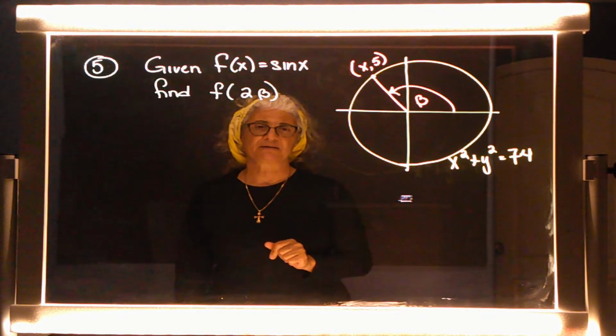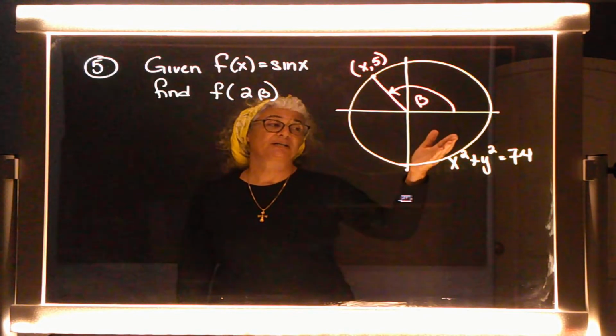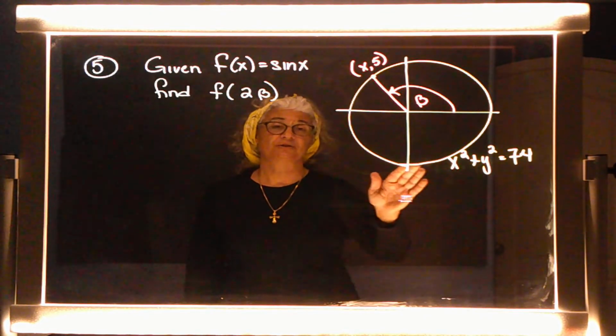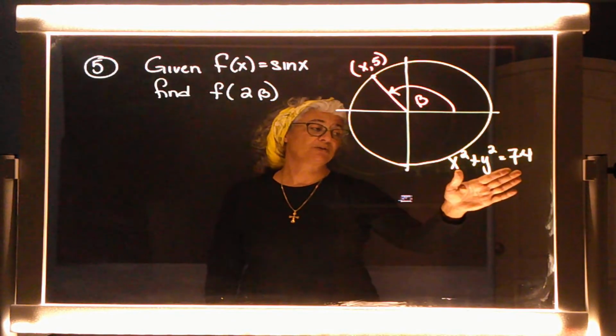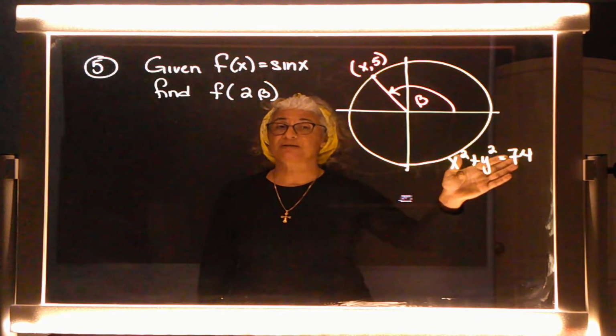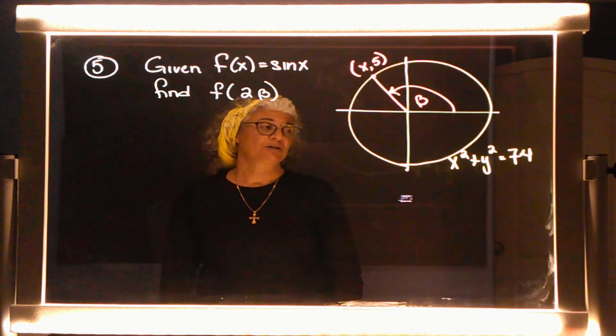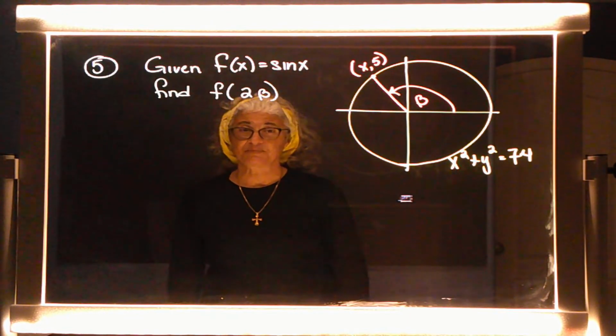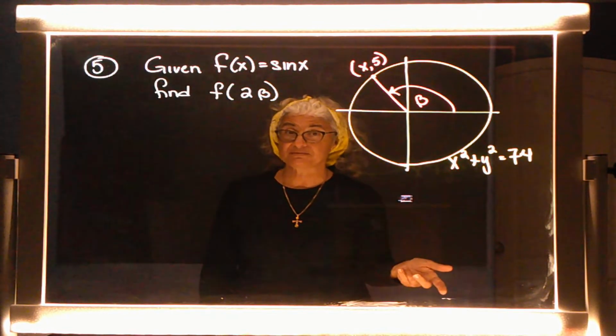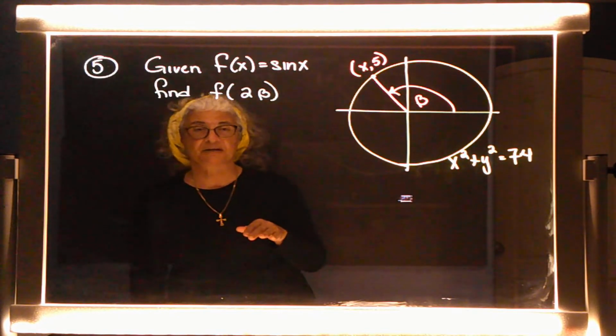You're like, what's beta? Well, they gave us this nice little drawing. On this drawing, they gave me a circle, and they basically told me the equation of the circle is x squared plus y squared equals 74. Boy, doesn't that look like Pythagorean's theorem? x squared plus y squared equals r squared? Good. Let's keep that in mind.